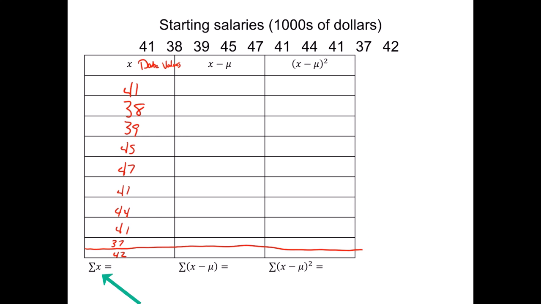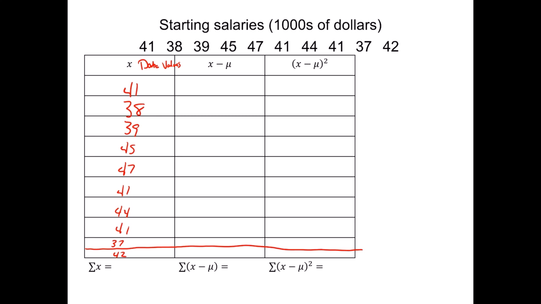And then what does this mean? The sum of the data values, right? In other words, add up the column. Why do you think we're doing that? Why are we adding them all up? Because we want the average, right? We want that mean for our next column.